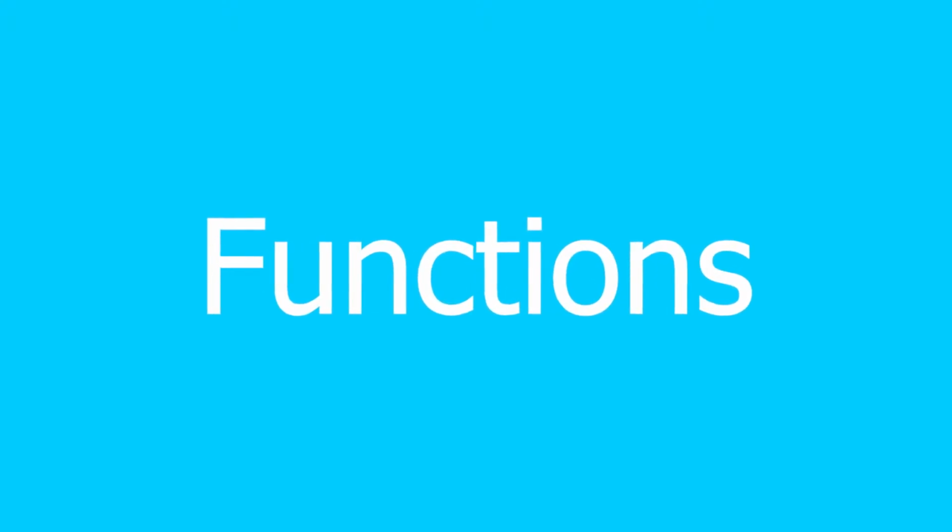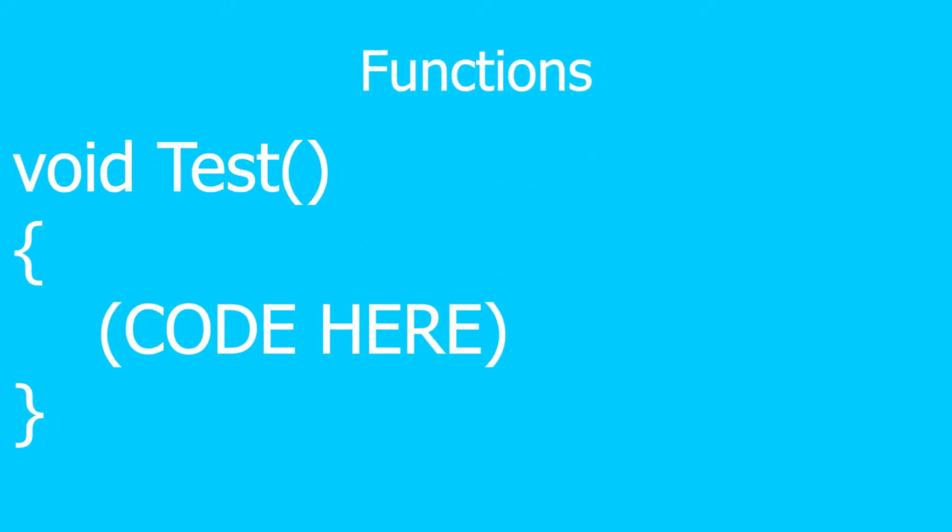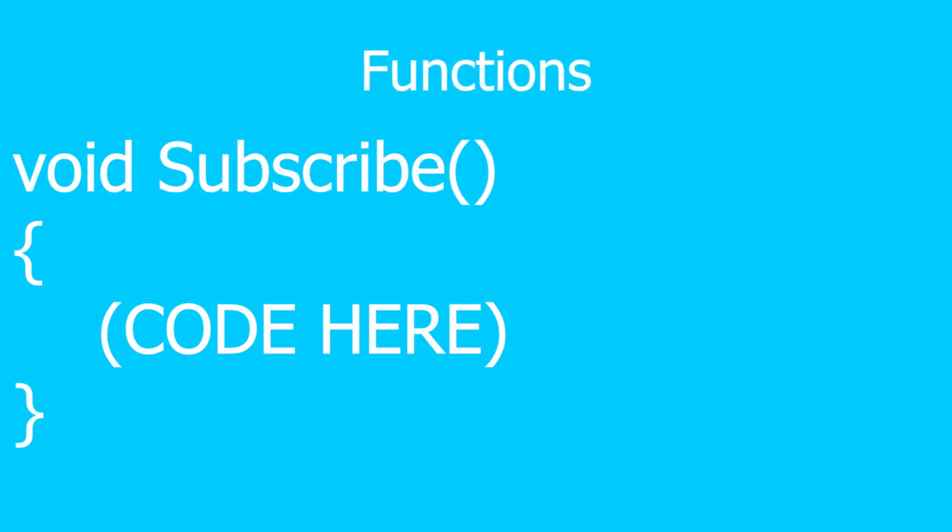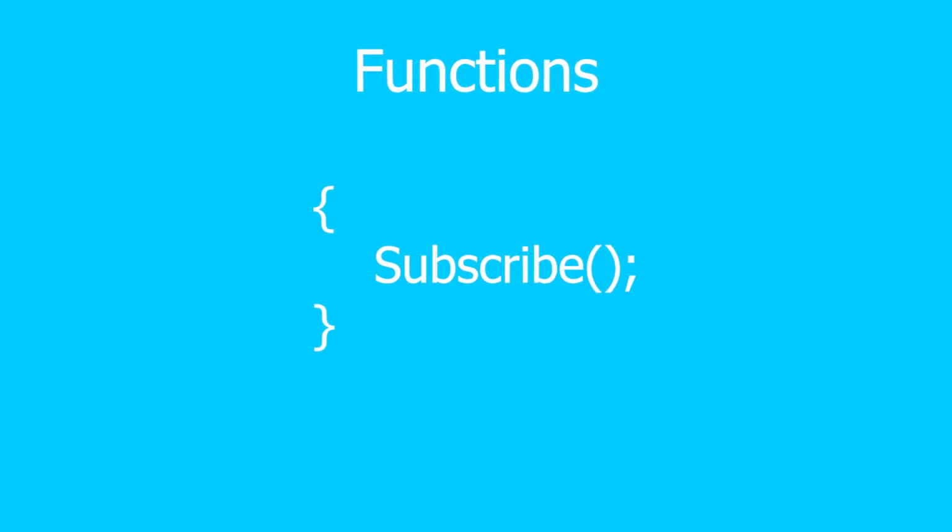Now, let's dig a little deeper. In programming, we use functions. Functions are blocks of code that you can call on to run the code inside of them. And much like variables, you can name them whatever you want. When calling on a function, it looks like this. Now that we have learned what we need to, let's get started.